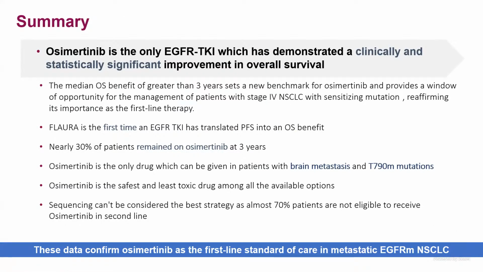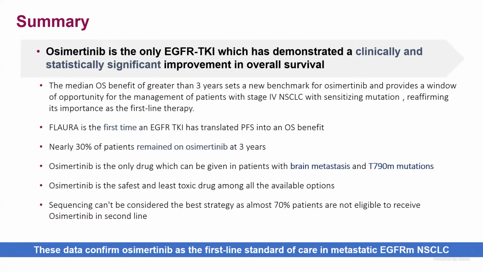So coming to the summary, osimertinib is the only EGFR TKI which has demonstrated a clinically and statistically significant improvement in overall survival. The median OS benefit of greater than 3 years sets a new benchmark for osimertinib and provides a window of opportunity for the management of patients with stage 4 non-small cell lung cancer with sensitizing mutation, reaffirming its importance as the first-line therapy.